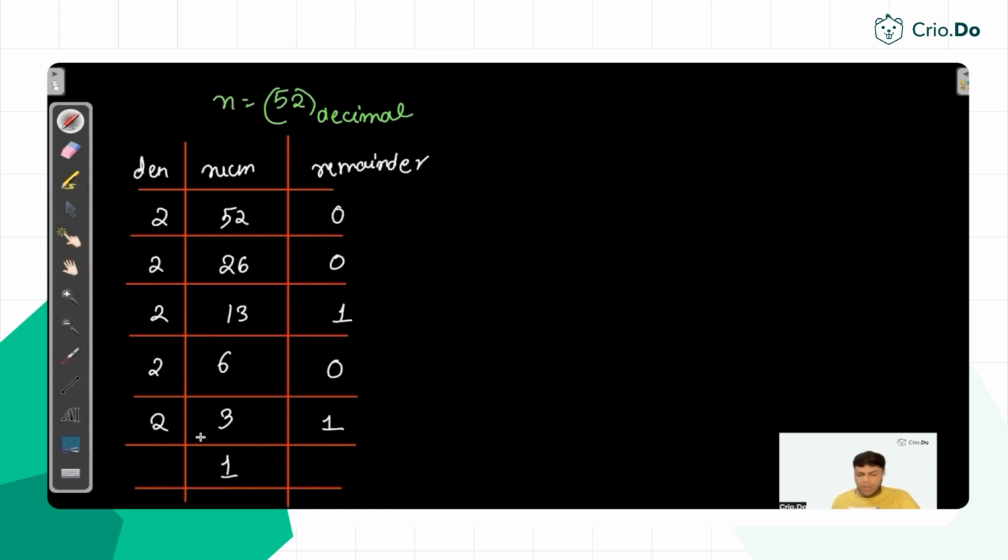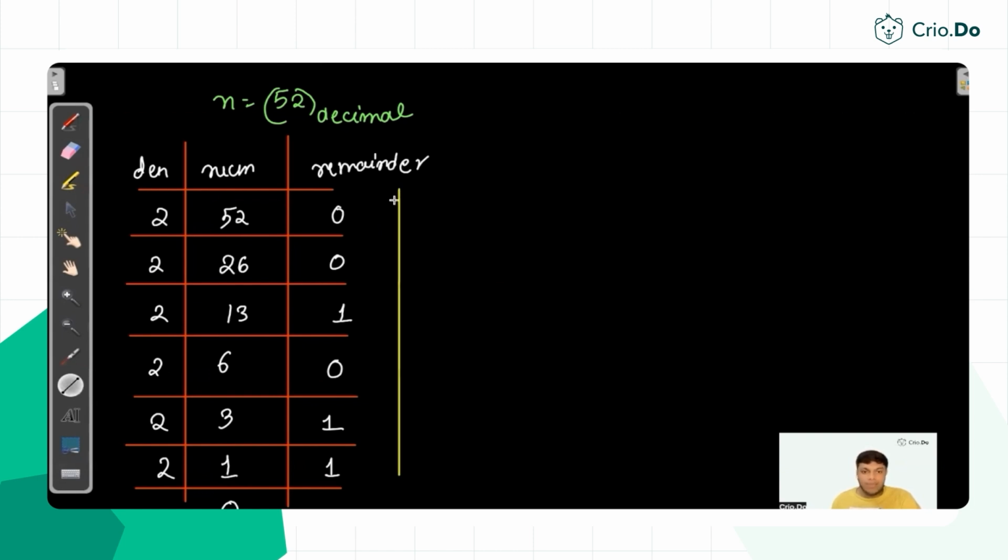Is 1 also something we can divide? Yes, we can divide it by 2. It will give you one remainder, and it will give you 0 quotient. 2 into 0, 0 plus 1 is nothing but 1. And as soon as the numerator becomes 0, we can't divide further. Even if we divide, it will always give you 0, 0, 0, 0. So no need to divide further. So all these bits are what you are getting as the output.